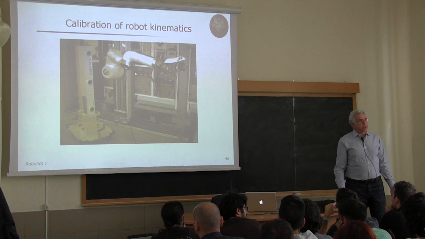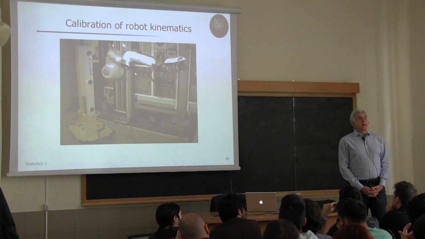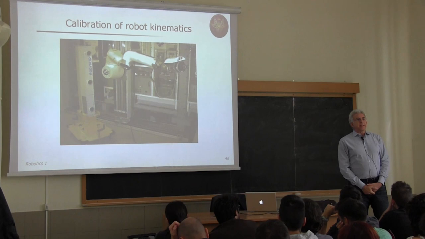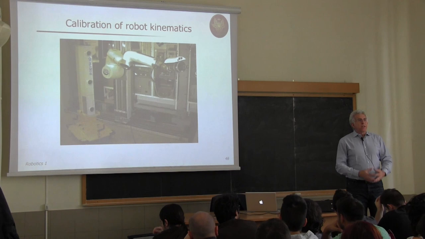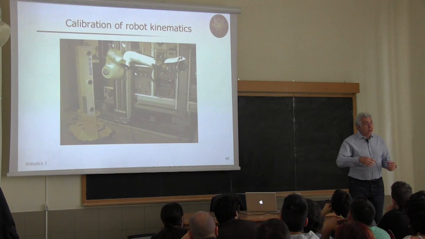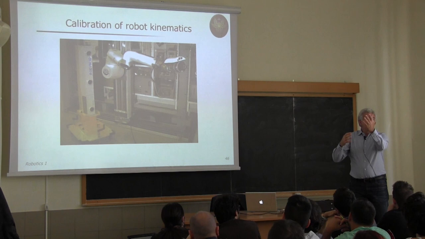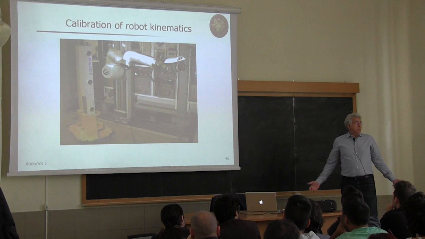Now, there are some nominal parameters that describe the kinematics, typically the length of the links and the rotation of the joint axes, which should be 0 degrees or 90 degrees or whatever. But all these quantities, because of the construction and assembly of the parts, may be slightly different from the nominal values. Especially in serial open kinematic chains, a small error along the chain is going to be amplified at the end effector level. So a very small error may result in a considerable error at the end effector, which is something we don't want.